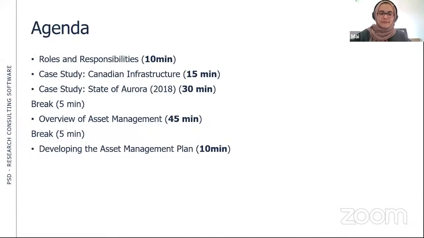In terms of the agenda for today, as Rachel mentioned, we want to focus first on roles and responsibilities, not just for council, but also other key stakeholders in terms of the asset management program. And then I wanted to take a look at the different lenses to look at asset management. So looking at an international and Canadian approach, and then zooming into Aurora's situation and comparing the 2018 asset management plan to what you can expect in the 2020 asset management plan. From there, we can take a break and then delve deeper into the various elements of asset management and how that ties into decision-making and being more proactive with our assets.